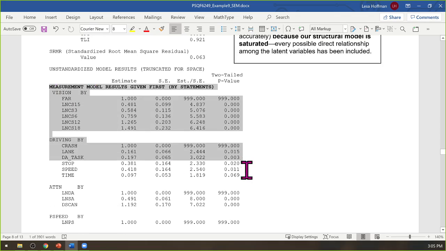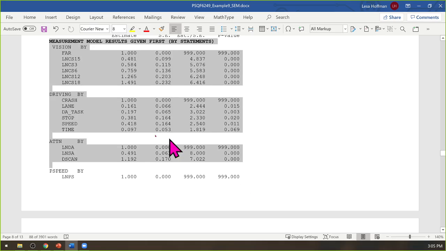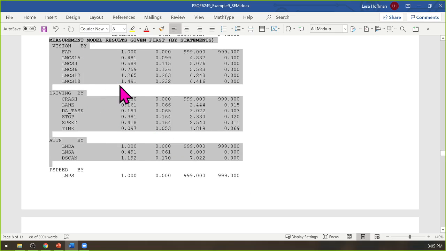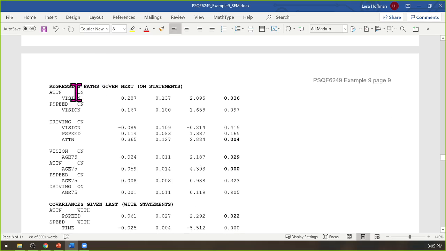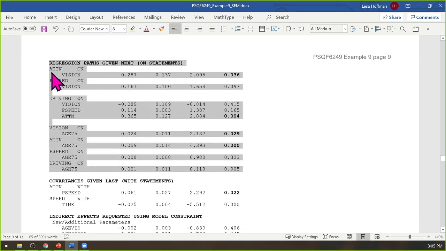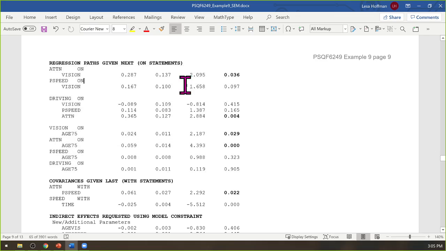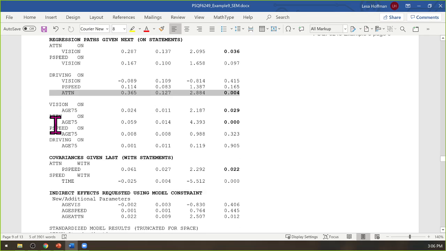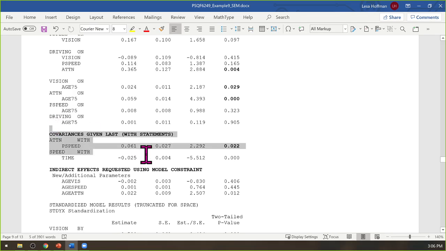The way that Mplus organizes these, it gives your measurement model results first, so all the BY statements come first, then all the ONs. So here are all the different regressions where it's y on x. Attention is predicted by vision, was significant. Speed is predicted by vision, was not significant. Driving is not predicted uniquely by vision or speed, but it was predicted by my attention factor, and so on and so forth. Any covariances are given last.